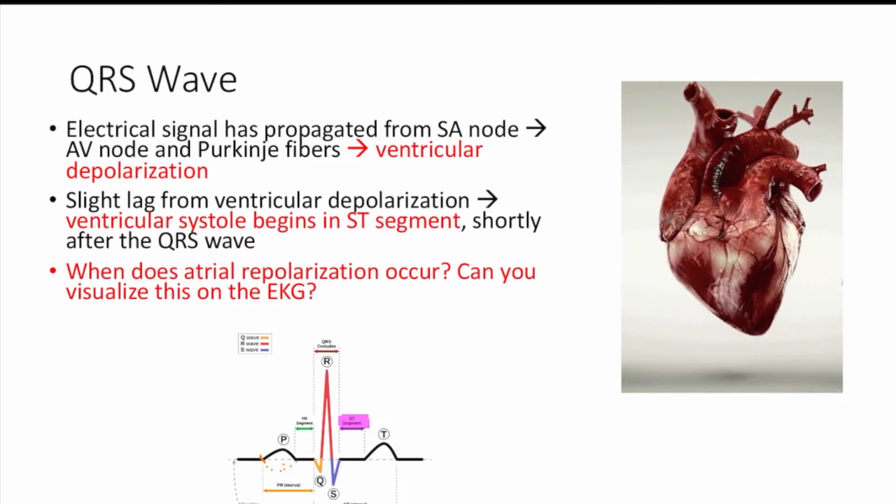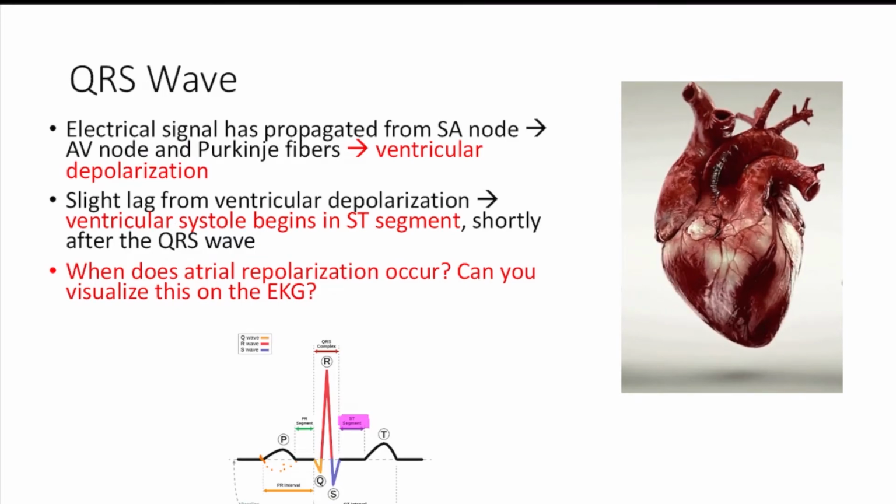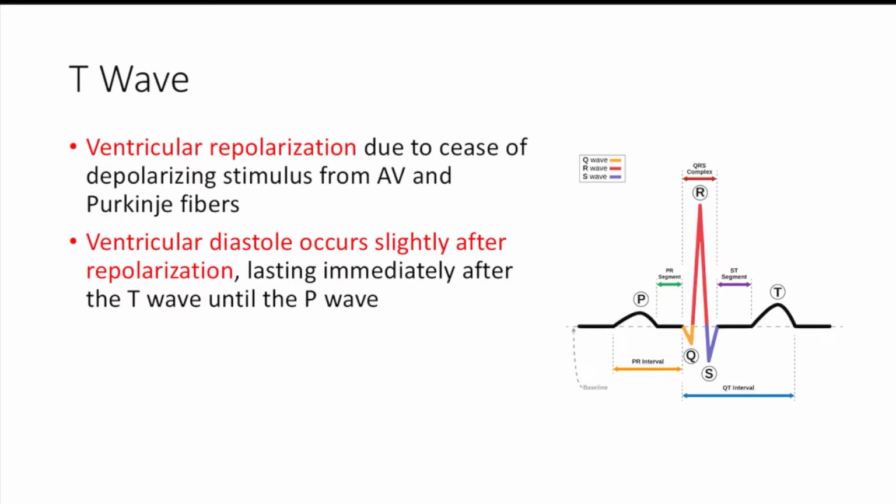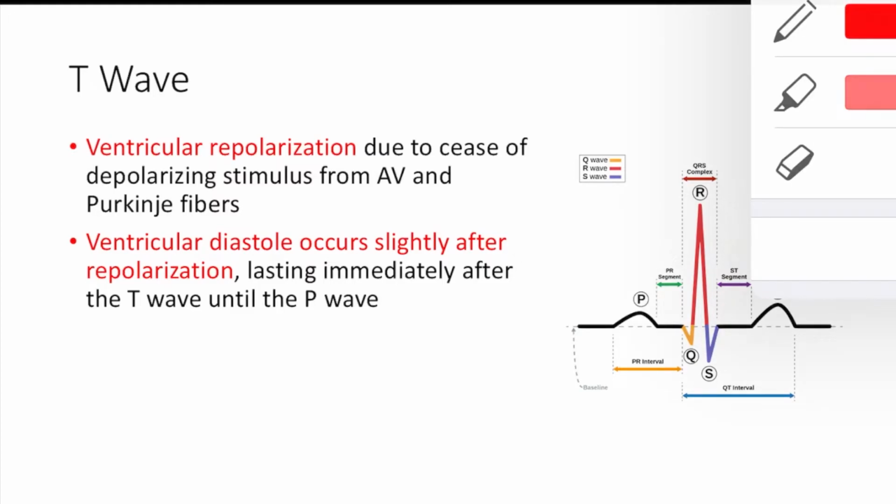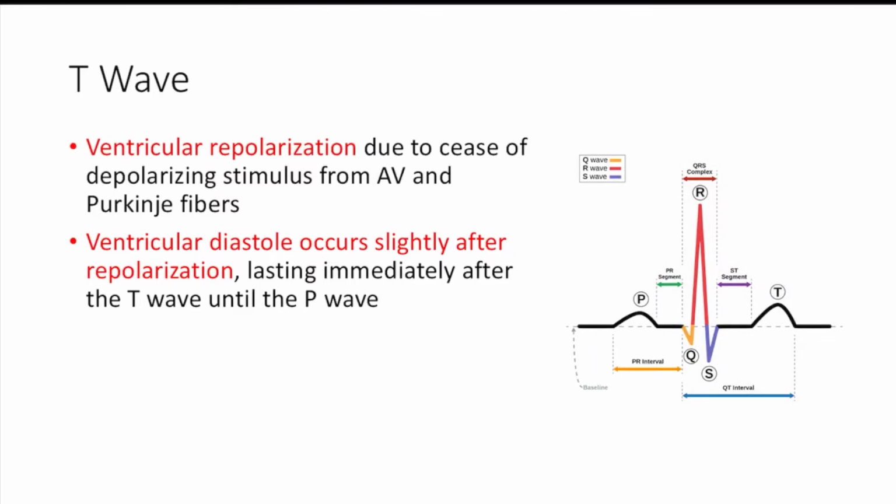If you notice the heights of the P wave in comparison to the QRS complex, the P wave is much shorter. This is because ventricles must contract much more forcefully than the atria for blood ejection. So the repolarization peak at the P wave is really just not noticeable in the EKG due to the sheer height difference. Finally, the T wave represents ventricular repolarization that occurs due to the cessation of depolarizing stimulus from the AV and Purkinje fibers. Ventricular diastole once again occurs slightly after repolarization and lasts from immediately after the T wave until the P wave.